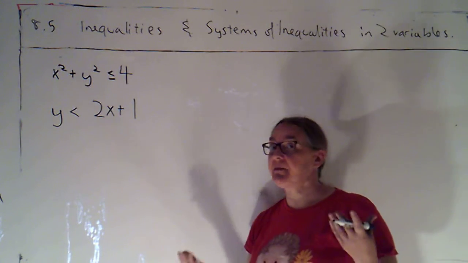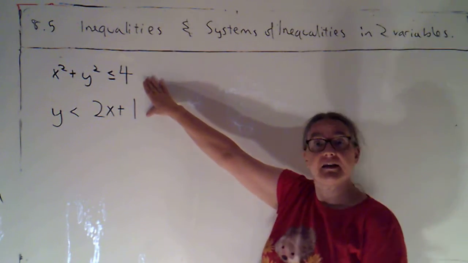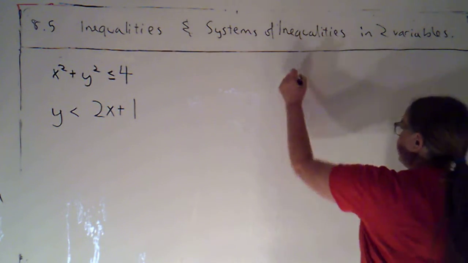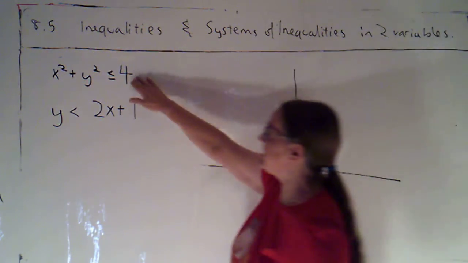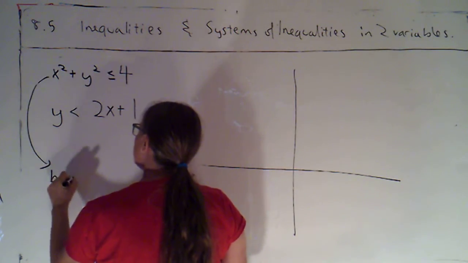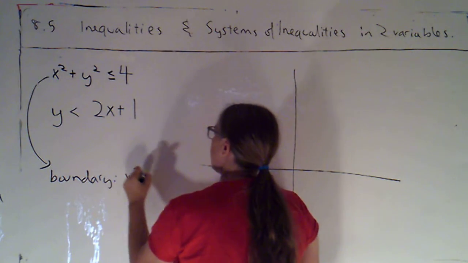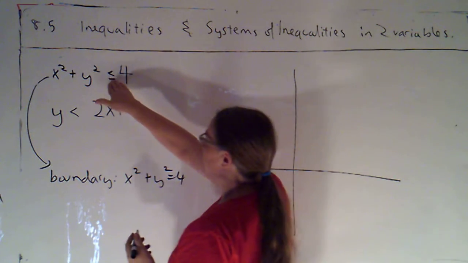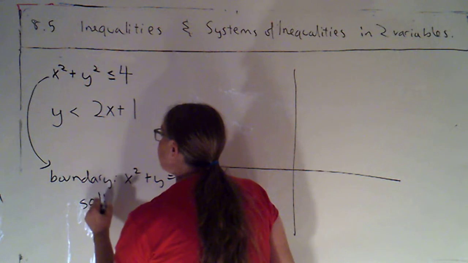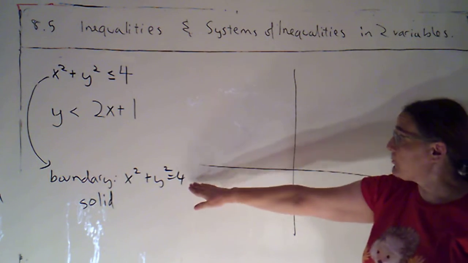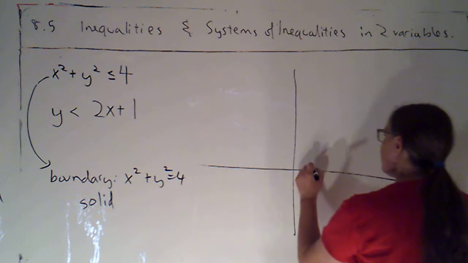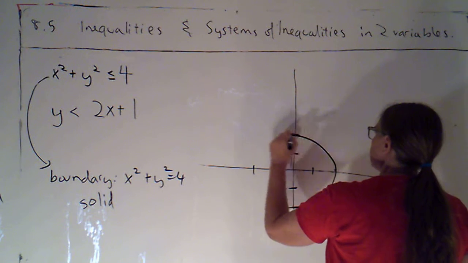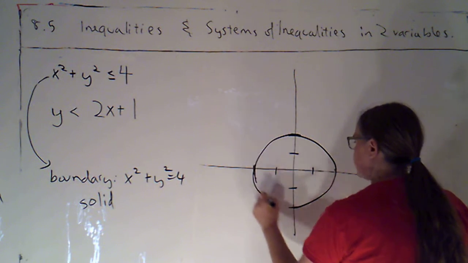If the solution set happens to be empty, if there's nothing that satisfies both inequalities, then we'll show that the solution set is the empty set. All right, so if I work with this first inequality, I know that my boundary curve is x squared plus y squared equals 4. And because this is an inclusive inequality, that's going to be a solid curve. Now, I recognize that as a circle centered at the origin of radius 2. So I can draw that in as a solid curve.